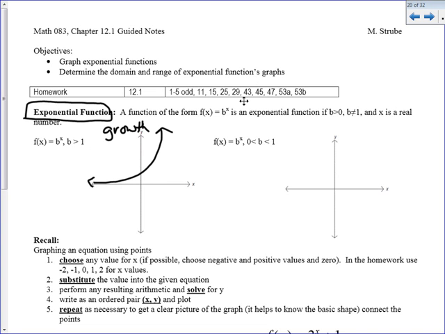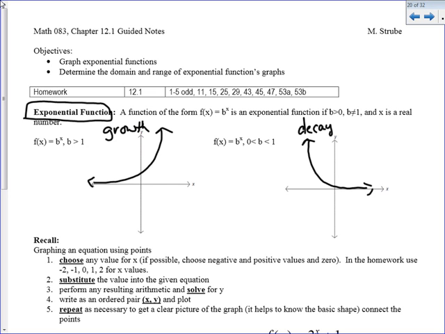Now, if b, your base, is between 0 and 1, which means it's a fraction, it's still an exponential graph, but it's just a decay. So it comes down the other way. So it's the smooth curve that we're looking for.